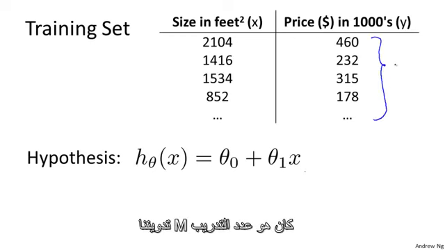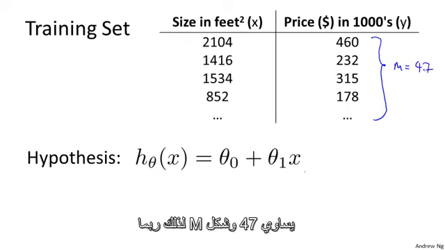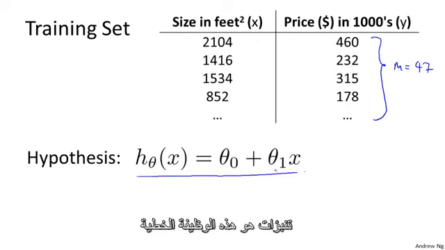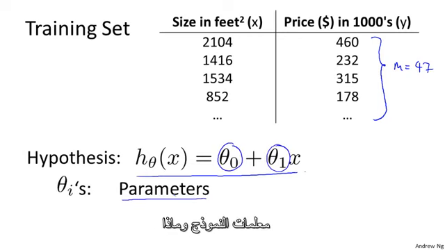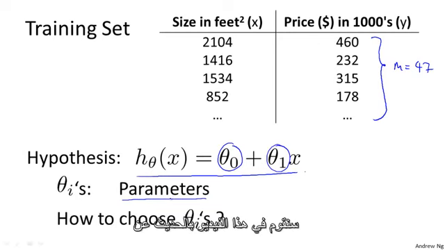Remember our notation, m was the number of training examples, so maybe m equals 47. And the form of our hypothesis, which we use to make predictions, is this linear function. To introduce a little bit more terminology, these theta 0 and theta 1, these theta i's, are what are called the parameters of the model. And what we're going to do in this video is talk about how to go about choosing these two parameter values, theta 0 and theta 1.